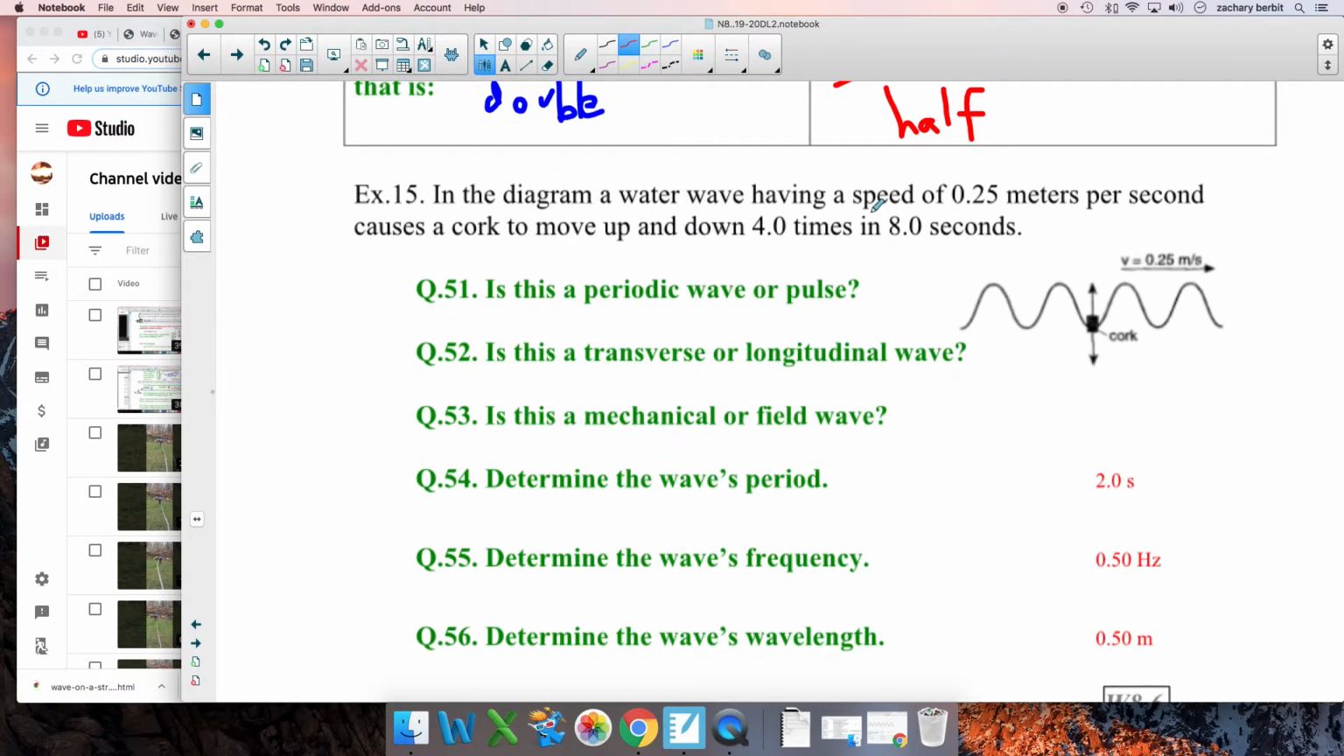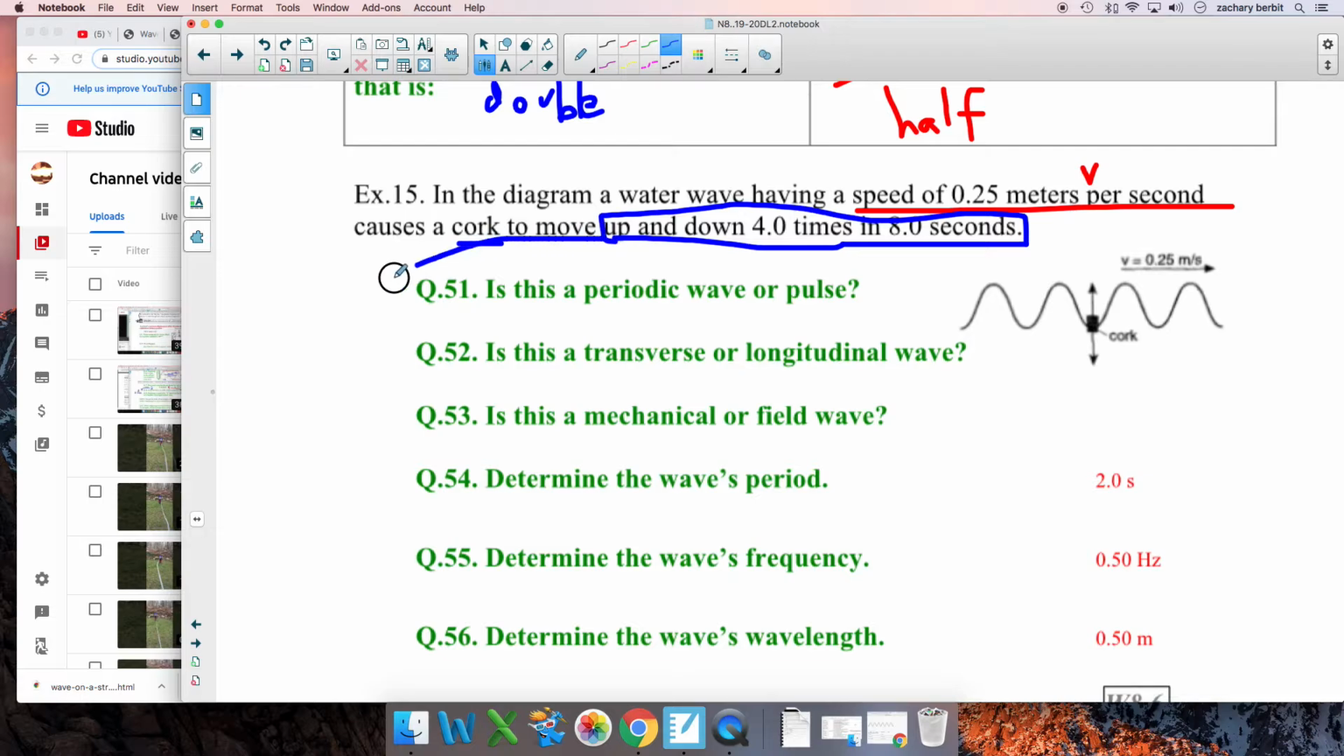Here's one that looks a little more like a quantitative, kind of a Regents style question. Diagram, a water wave having a speed of 0.25 meters per second. We got that covered now. That's your V. Causes a cork. This is an important line right here for those of you who need to get quantitative with this. The cork moves up and down 4 times in 8 seconds.